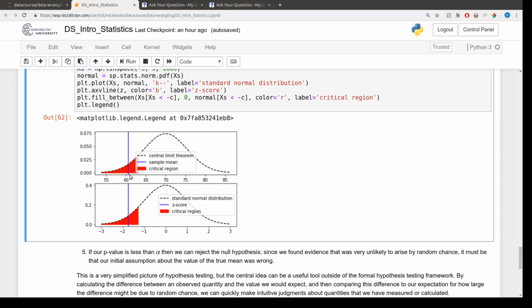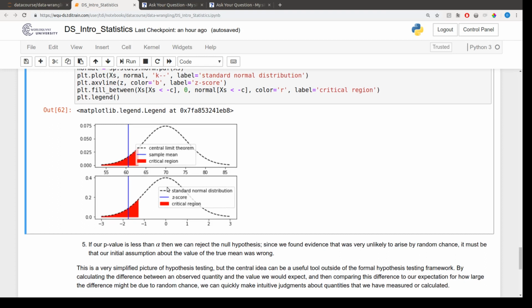And that's all there is to calculating the probability. It's just the area under the curve given by the central limit theorem distribution, starting at our sample and then moving in a direction that is more extreme, that differs more extremely from our null hypothesis, where the central limit theorem is centered.